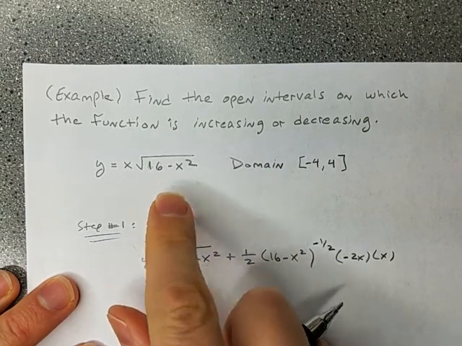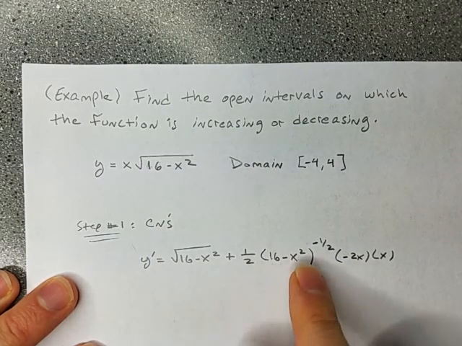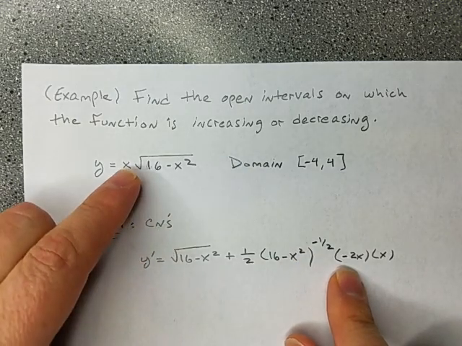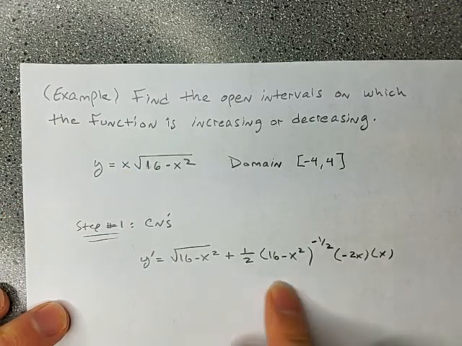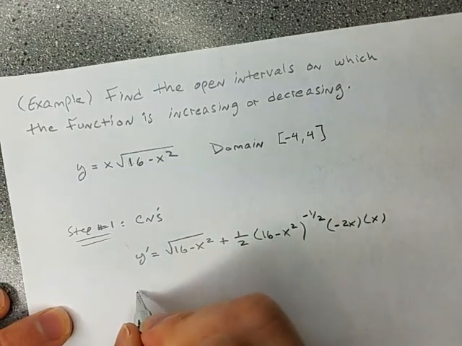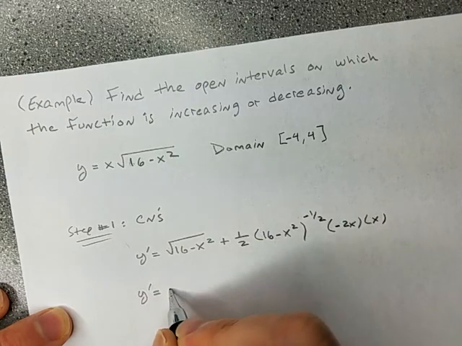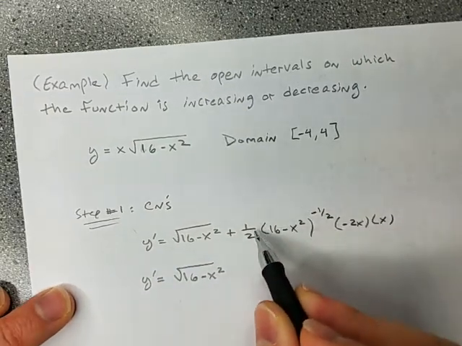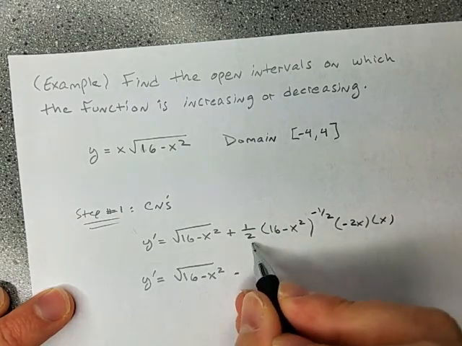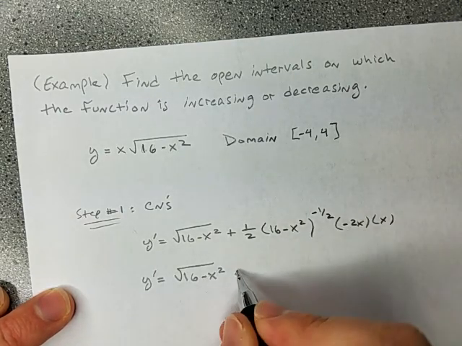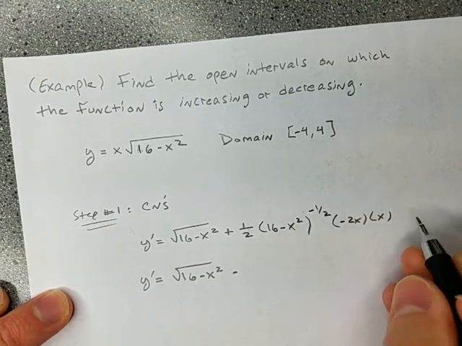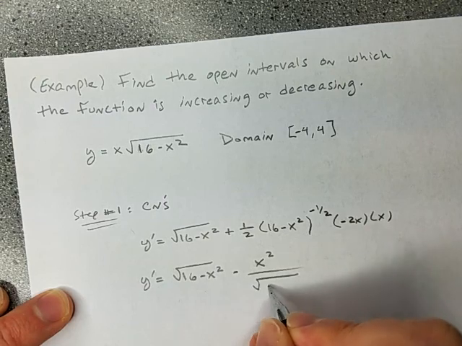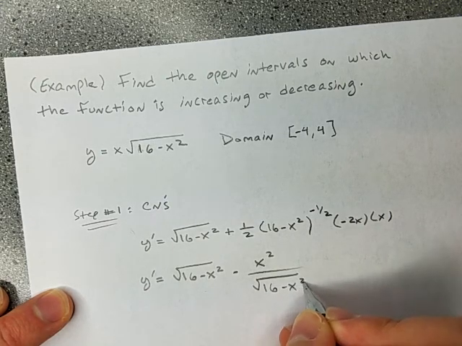Bring the power there as a half, take away 1. The derivative of the inside is negative 2x. Then to complete the product rule, times x. All right, that's the product rule derivative. That will be, let's do this, root 16 minus x squared. This here, let's cancel the 2 and leave the negative behind, and I'll get x squared like so over root 16 minus x squared.